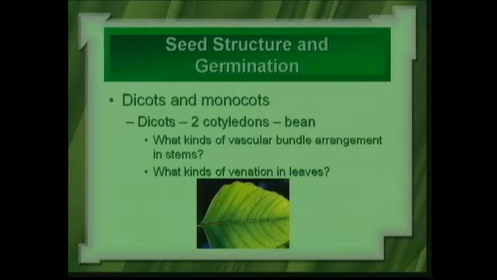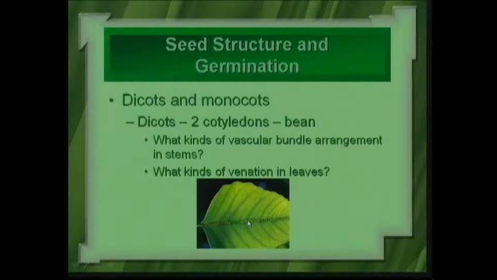Now, do you recall what kind of venation leaves had? Here is a really nice leaf, and if you look closely, you can see the main vein, the midrib, with the secondary veins going off of it. Do you remember what kind of venation this is? Yeah? This kind of venation is called pinnate venation, where the secondary veins come off the primary vein like the pinnae, the parts of a feather.